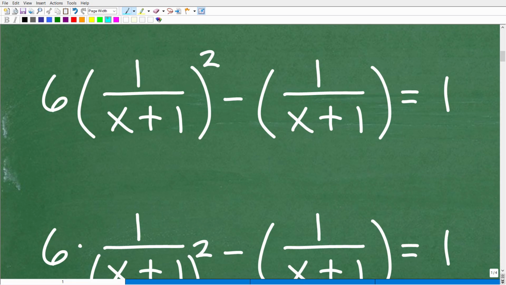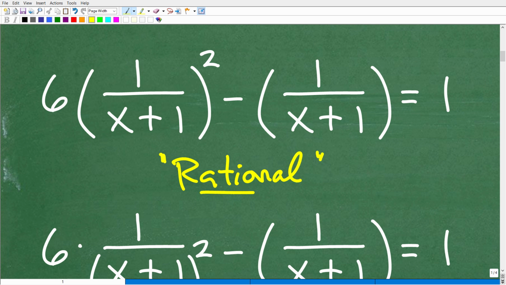The first thing we want to do is recognize what type of equation we are dealing with. Now, if you know the answer to that, put that into the comment section. And if you said, no, this kind of looks like a rational equation, let me go ahead and write this out, then you would be correct.